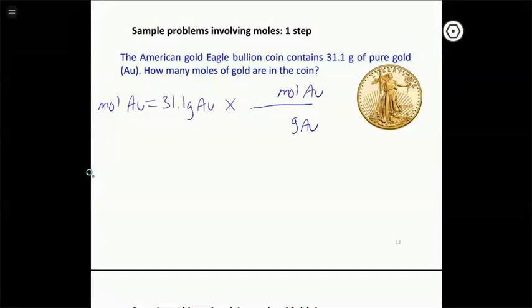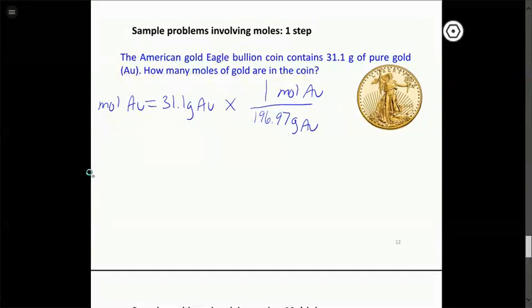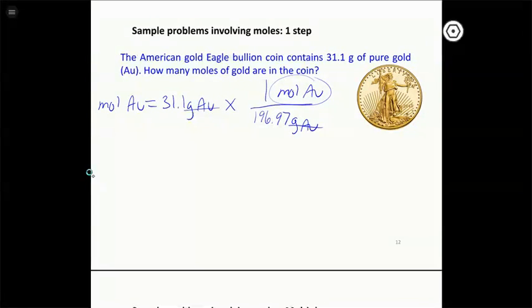All right, so there are 196.97 grams in 1 mole. So that's what the atomic mass tells us. And we're going to write it in this way so that grams cancel out and we convert into moles, which is the desired quantity. So as soon as we've converted into our desired quantity, we stop. So again, this is only a one-step problem here. And we get 0.158 moles.